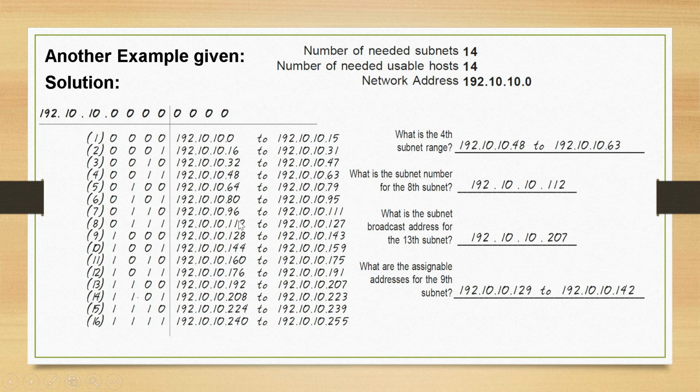And then, what is the subnet broadcast address for the 13th subnet? The broadcast is the one here on the end, so 192.10.10.207. And what are the assignable addresses for the ninth subnet? The ninth subnet is here. Remember that this is assignable or usable, so the first and the last cannot be used as a usable host or assignable host. So we have to exclude that 128. We start with 129 up to 142, excluding that 143 address.